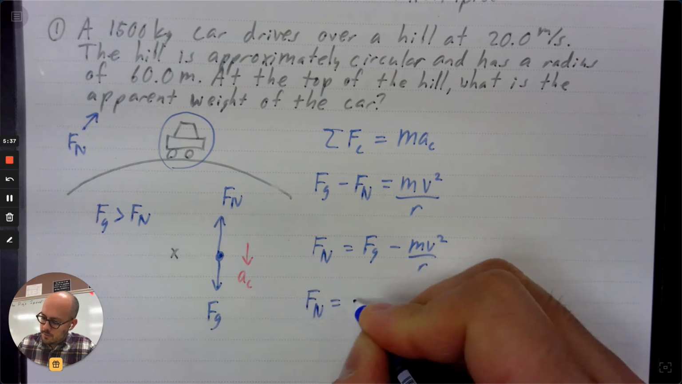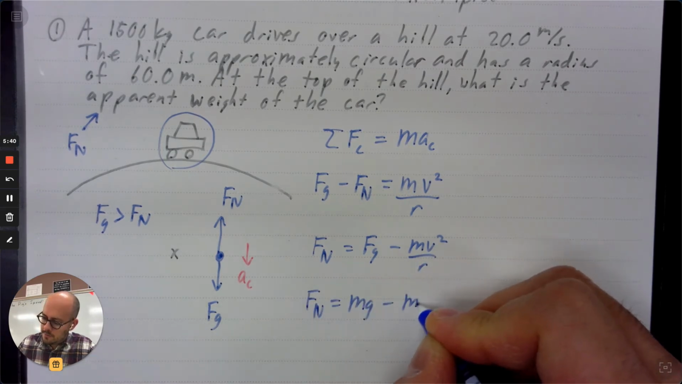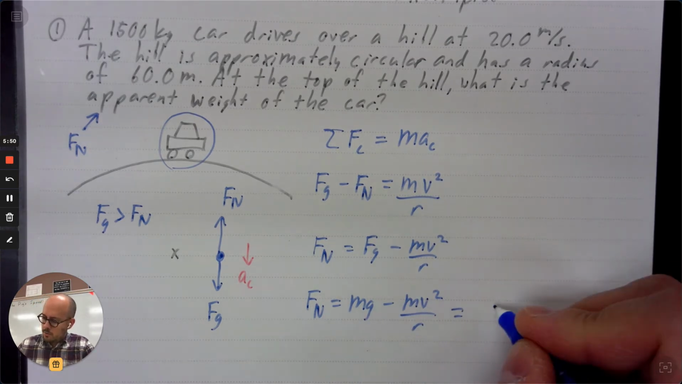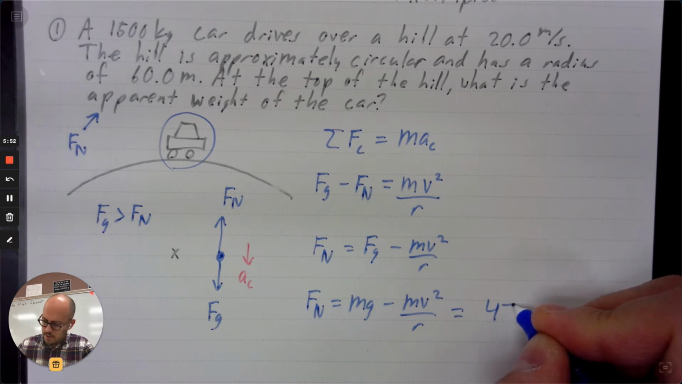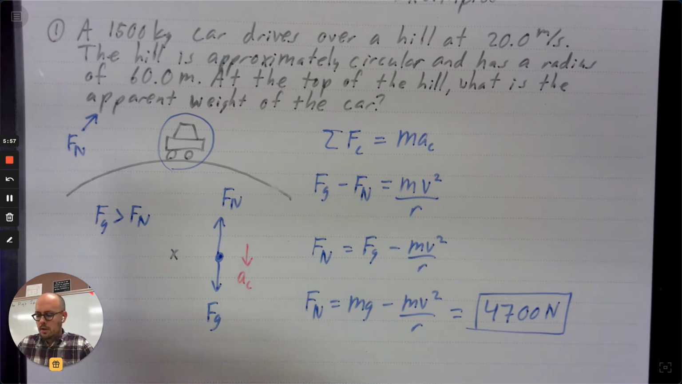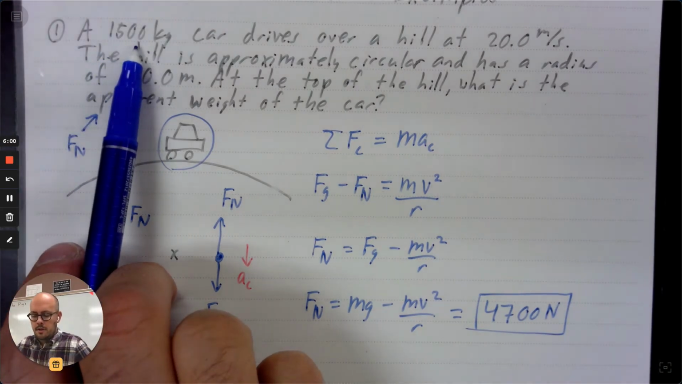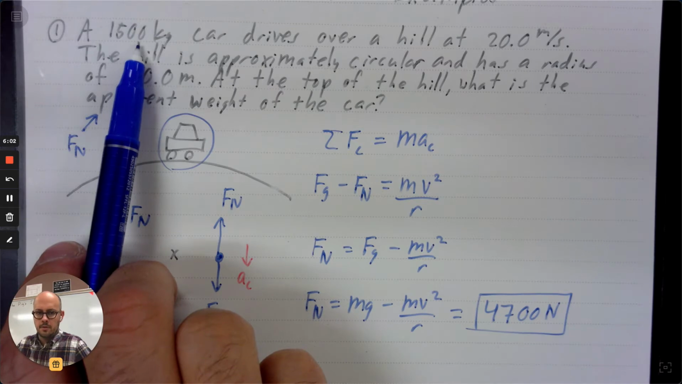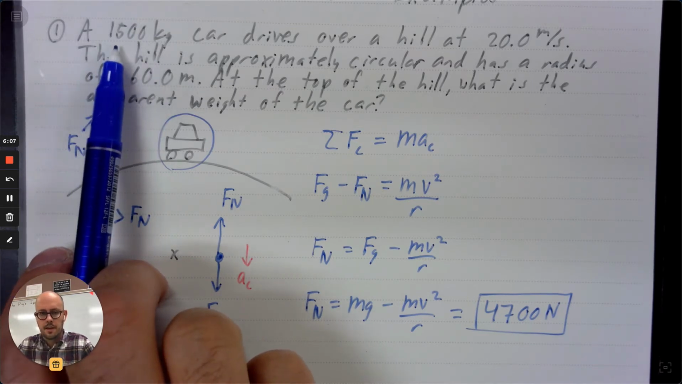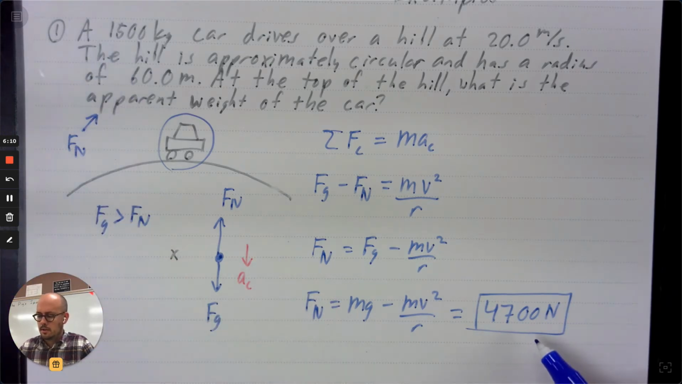As far as substituting in variables, I will leave that off of this video. We've done a lot of substituting variables in right now, but the force of gravity is mg, net force is mv squared over r. You will get a normal force of approximately 4,700 newtons. Now, 1,500 kilograms is the mass of the car. If we say that little g is about 10 newtons per kilogram, then the weight of the car is 15,000 newtons. So this is a little bit under a third of the weight of the car.